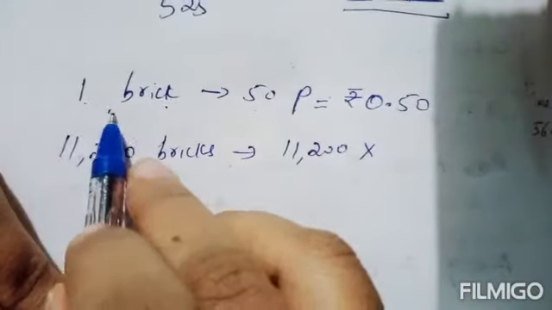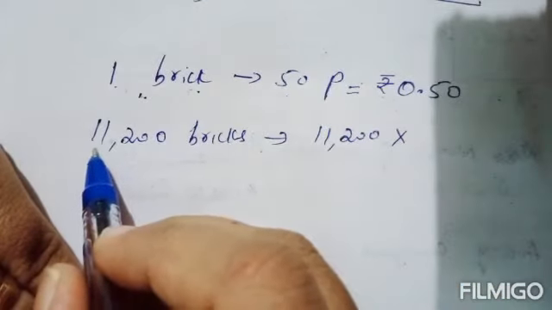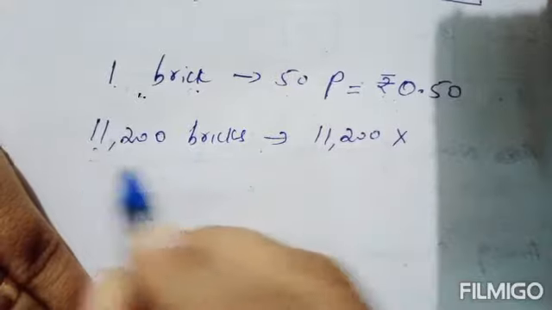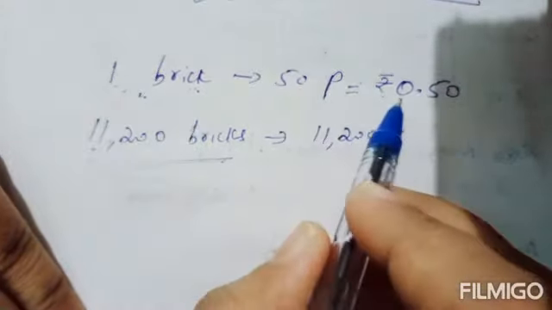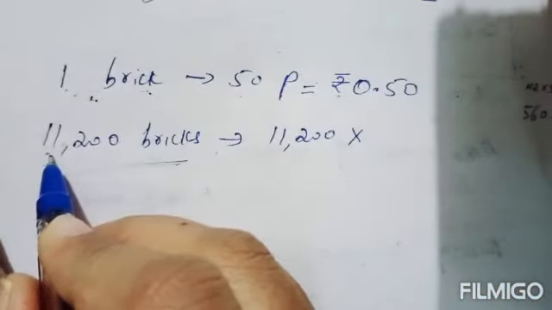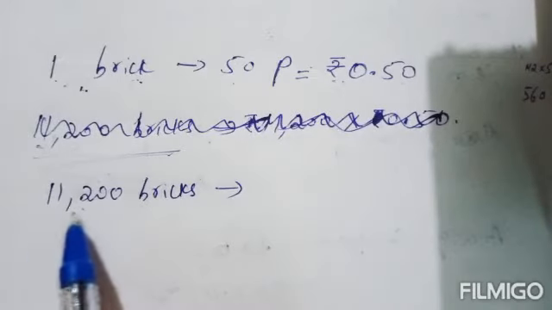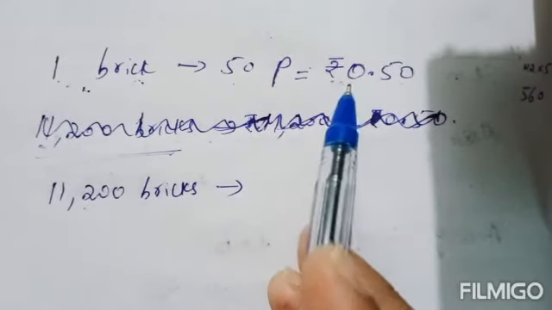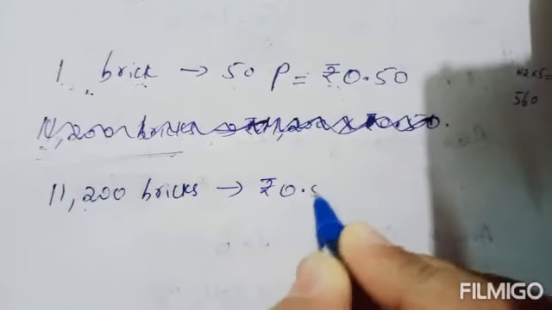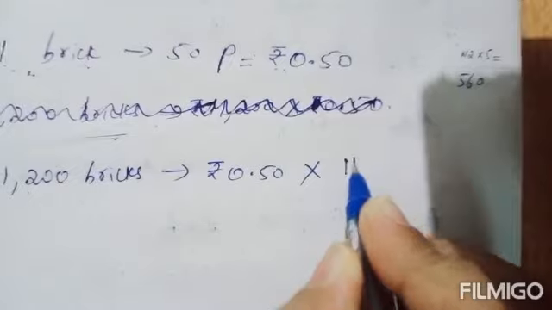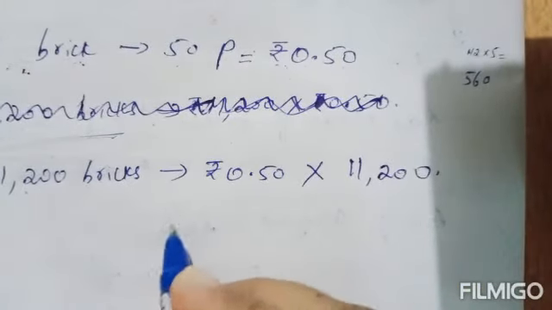So if the cost of one brick is rupees 0.50, you can find the cost of 11,200 bricks. These many bricks are required to pave that floor. How can you find the cost of 11,200 bricks if one brick is rupees 0.50? Just multiply rupees 0.50 by 11,200. Okay, you will get the cost of 11,200 bricks.